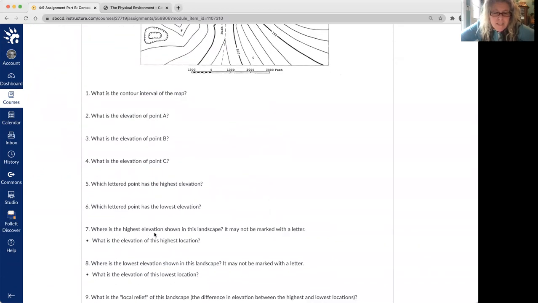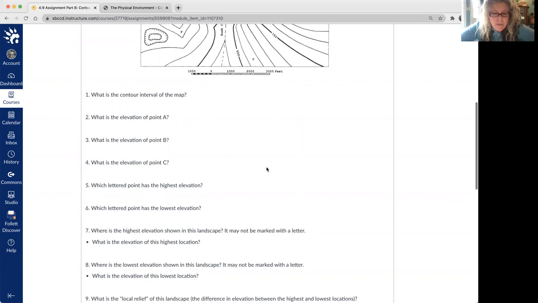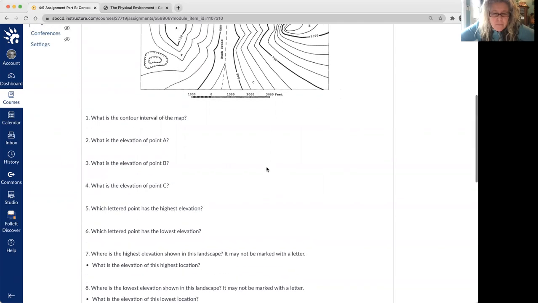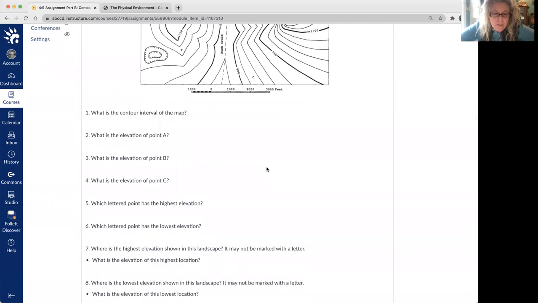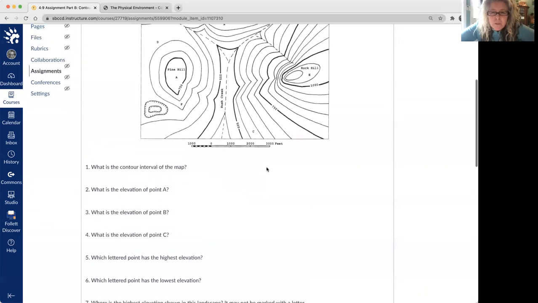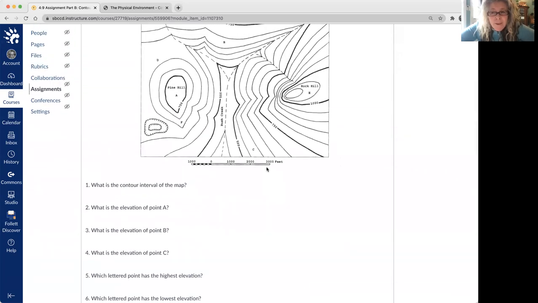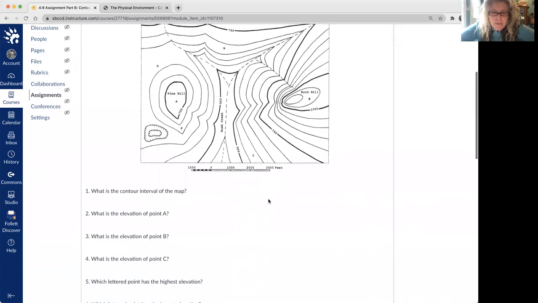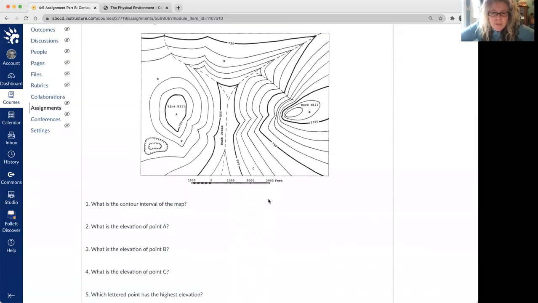Where is the highest elevation shown in this landscape? It may not be marked with a letter. What is the elevation of the highest location? What is the elevation of the highest location and where is the highest elevation shown? Okay, so we need the name and the elevation. All right, well, I'm going to let you guys figure that one out.